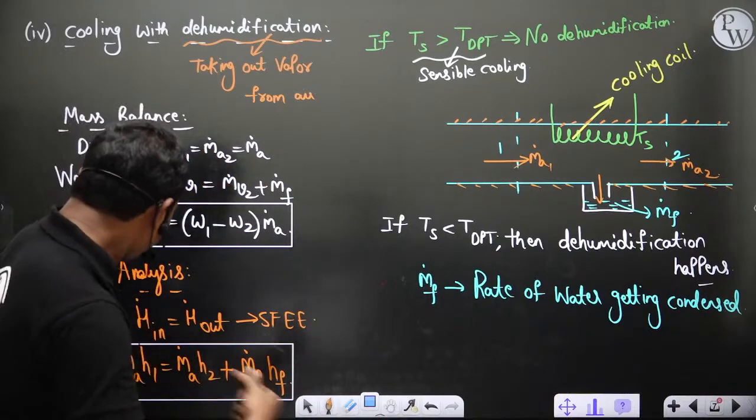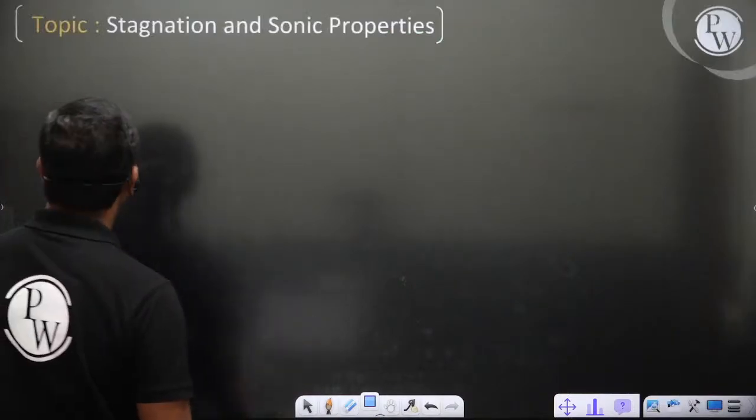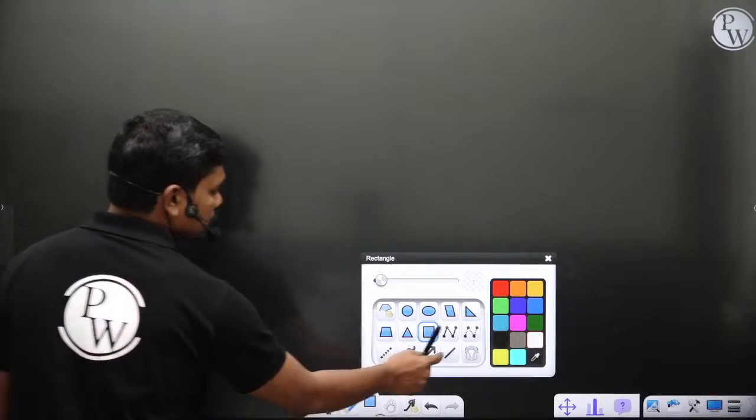Fine. And if you want to plot this on the psychrometric chart, see how I can do that.